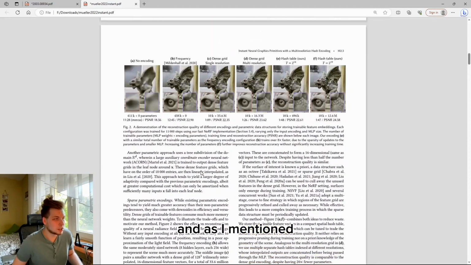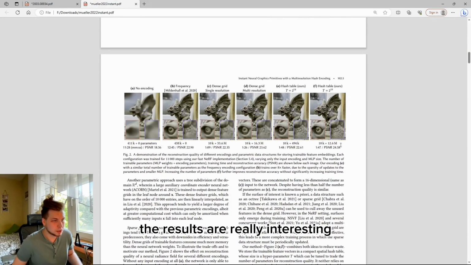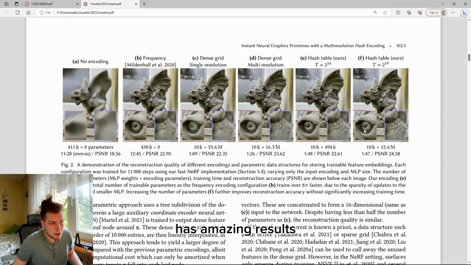As I mentioned, the results are really interesting. You can see that the hash table that they have has amazing results compared to, obviously, no encoding, which doesn't work, and frequency encoding, which works somewhat, but with their encoding, with trained embeddings, the results are much better.